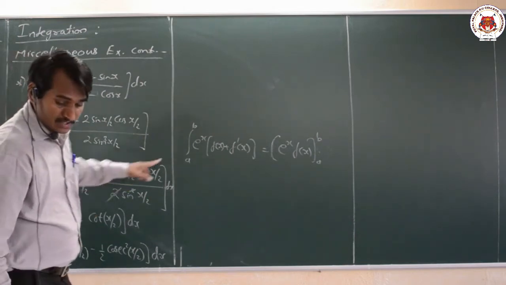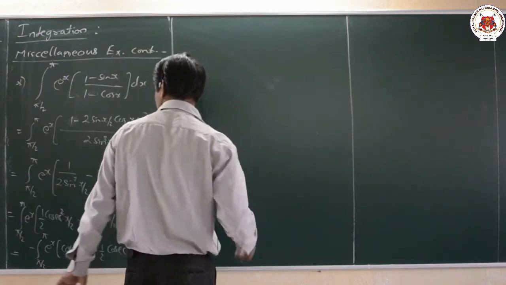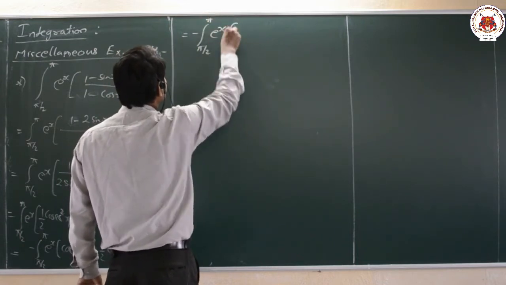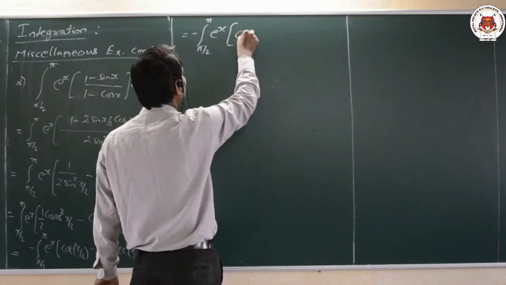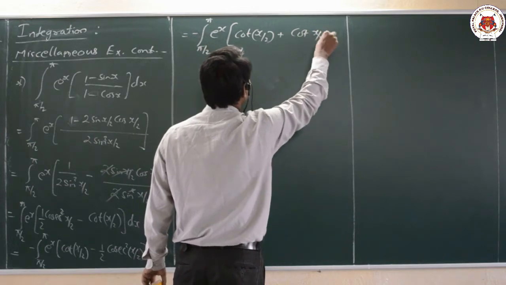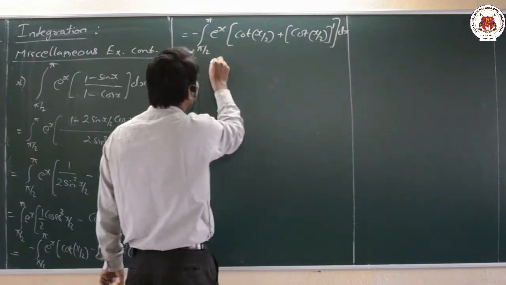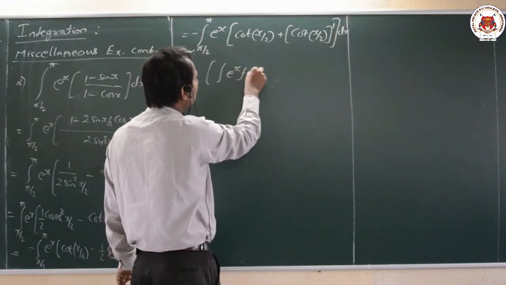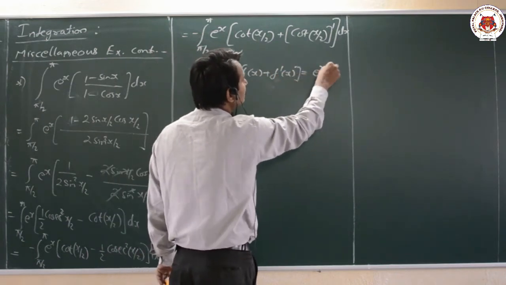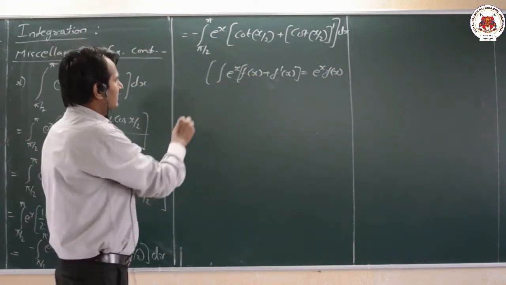So we are making use of this particular formula. Dear students, what you can write is minus of pi by 2 to pi e raised to x into (cot x by 2 plus cot of x by 2, whole dash) dx. That is nothing but the integration of e raised to x into (f of x plus f dash of x), whose value is e raised to x into f of x. Now you can easily substitute the limits. So, what is the integral here?